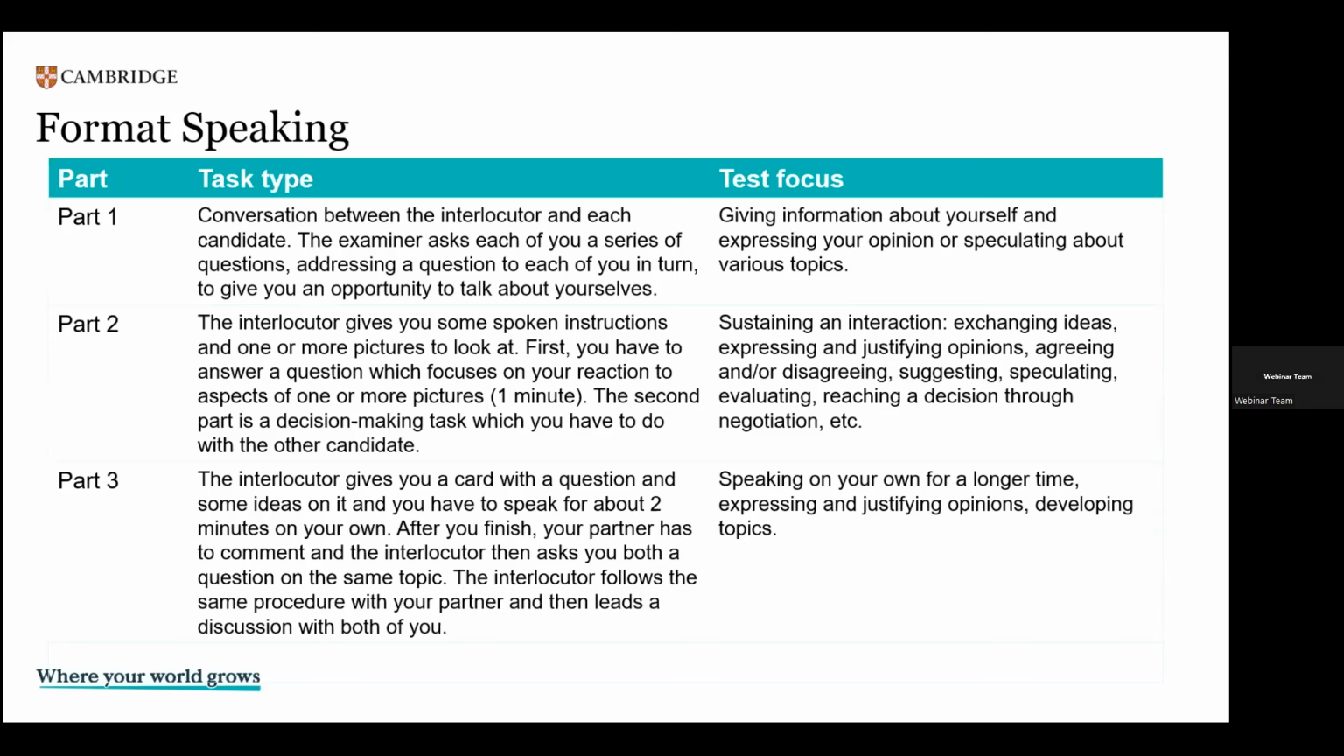Then in part three, each person is given a card with a question and some support, and they have to speak on their own for about 2 minutes. After they finish, the other person, the partner, has a chance to speak, give their opinion, and then they talk together about the topic. So again, this is quite a complicated structure. After they've both done that, there is a more general discussion opened up. Okay, which would be the part four in other exams.